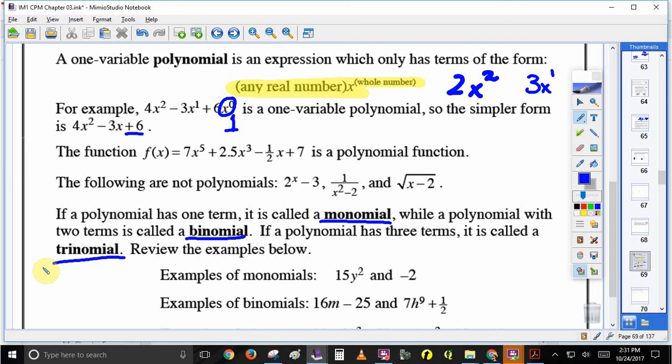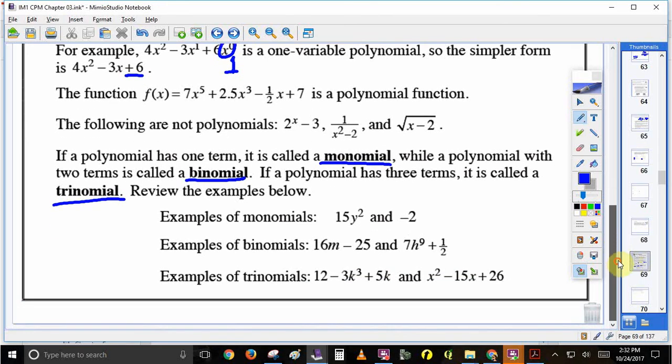So examples of monomials, we have 15y squared is a monomial. -2 is a monomial. A binomial might be something like 16m minus 25 or 7h to the 9th plus 1/2. A trinomial might be 12 minus 3k cubed plus 5k, or x squared minus 15x plus 26.